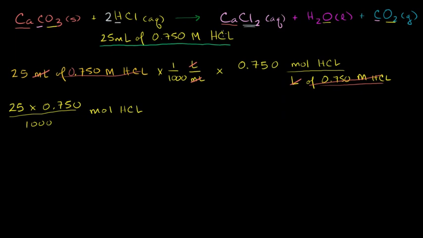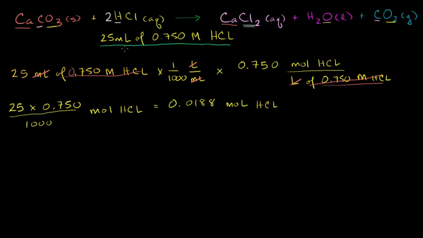So this is equal to 0.018. If I want to stick with significant digits, I really don't have any more than 3 significant digits here, so I really shouldn't have any more than 3 here. So I could say 0.018 instead of 75. I'll just round it. 8 moles of hydrochloric acid.